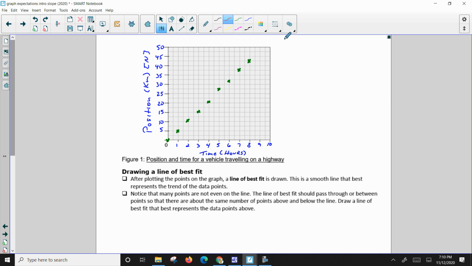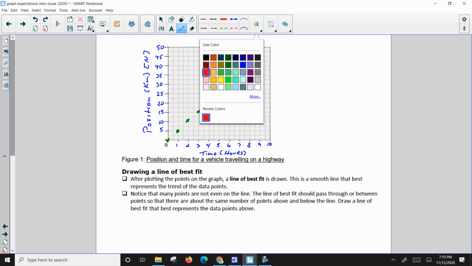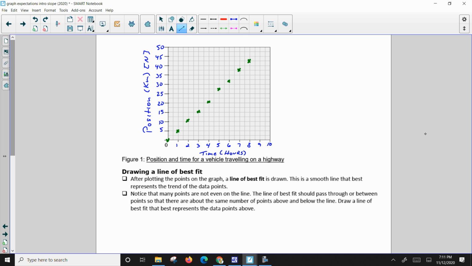To find the slope, I need a straight line, so we're going to be drawing a line of best fit. How do we do that? You want to make a smooth line that best represents the trend of the data points. When you draw the line of best fit, it represents as much of the data as possible. Sometimes it might go through the data points, sometimes in between. We try to have the same number of points above and below the line of best fit.